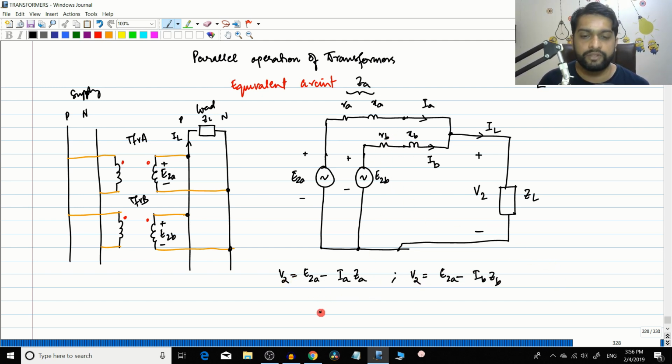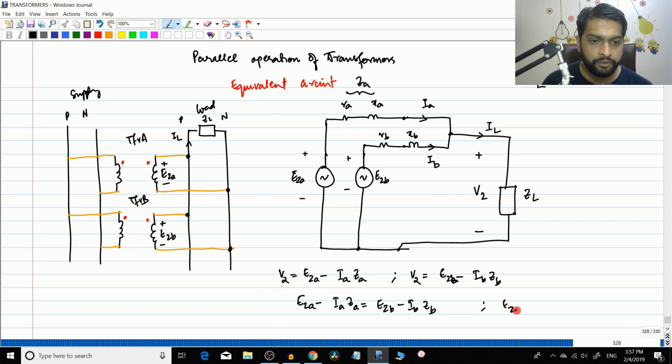Now clearly V2 is equal on both sides. So we can write E2A minus IAZA will be equal to E2B minus IBZB. Now we have seen in the desirable conditions that E2A should be equal to E2B for proper parallel operation. So if E2A is equal to E2B, we can just cancel these two terms. That means IAZA will be equal to IBZB. So the drop across ZA and the drop across ZB will be exactly the same. So we can modify this circuit once again, replacing these two parallel elements by a single element, and we can replace this by a parallel circuit.